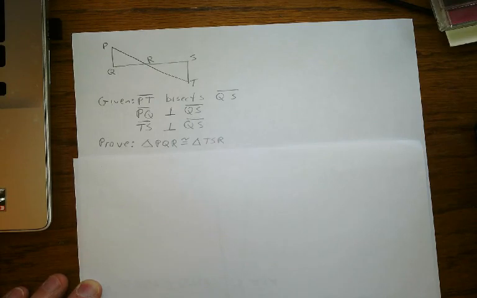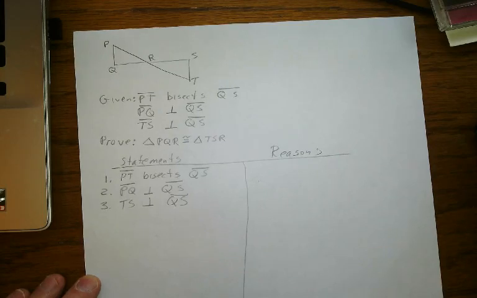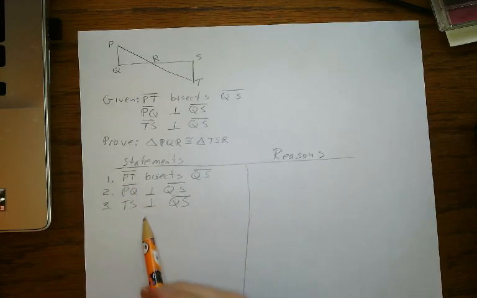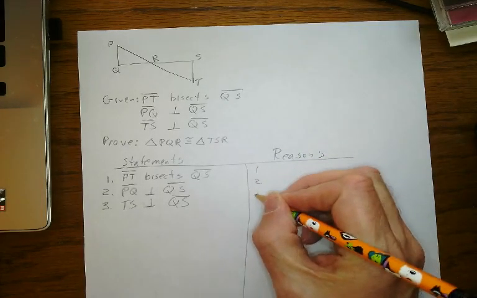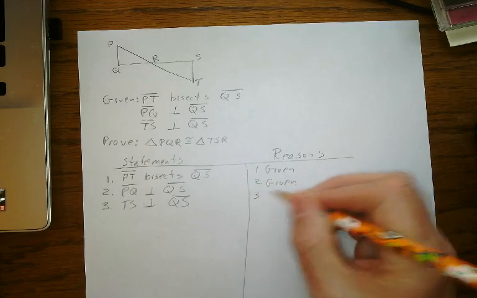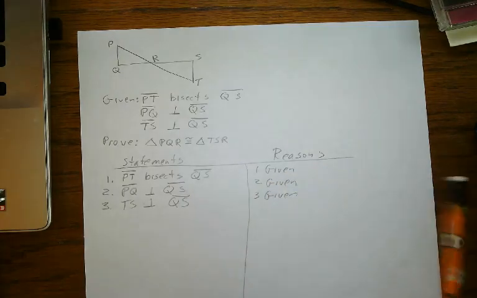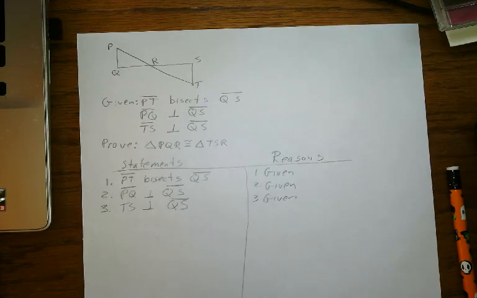Okay? So the way you get started, and I've already begun it, so I'll show you what it looks like, is you make two columns labeled statements and reasons. And then the first thing you do is you start writing down what your givens are. I've already written them down. And the reason that you say for these three statements is given. It's that simple. All right? So that's how you begin, and so far we really haven't done any thinking or any geometry work or anything like that. So let's start actually taking a look at what this proof entails.